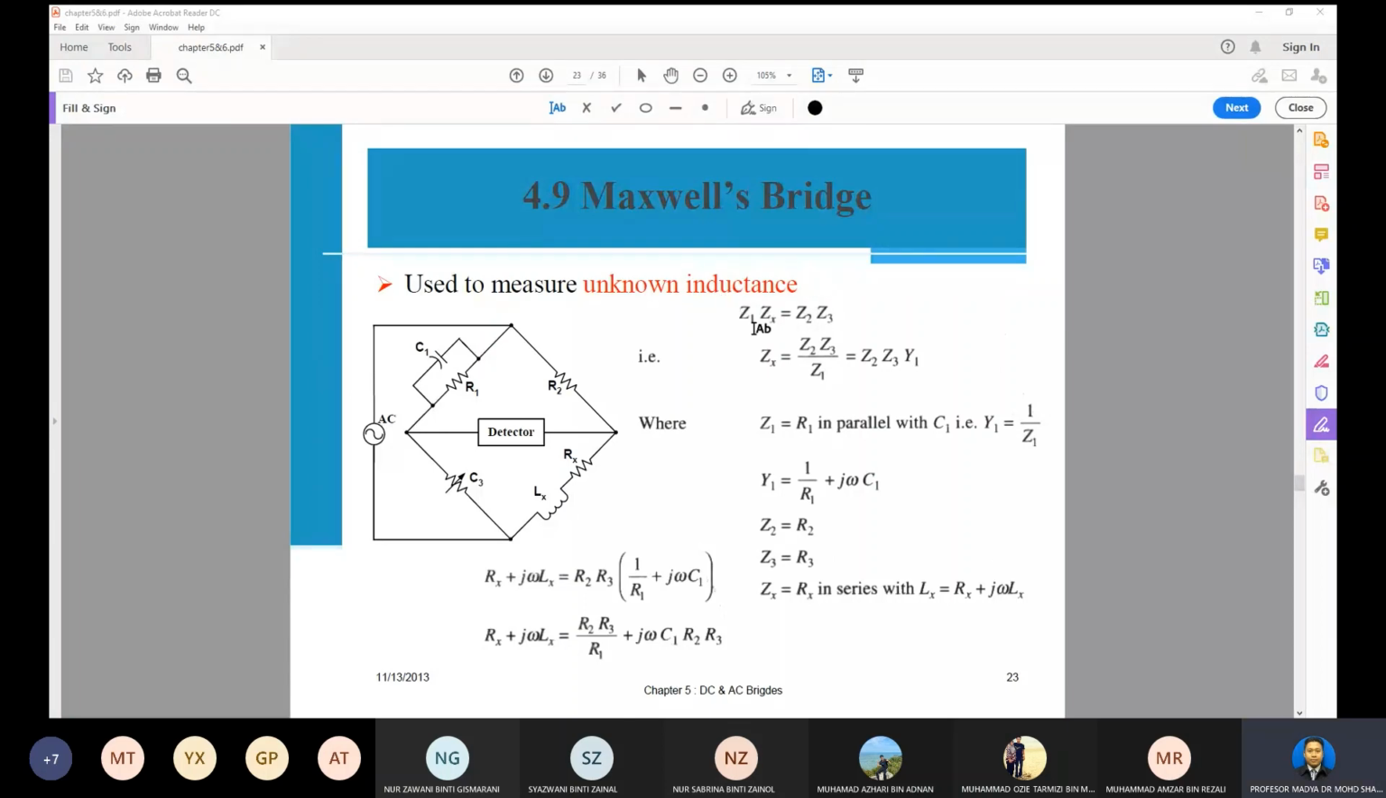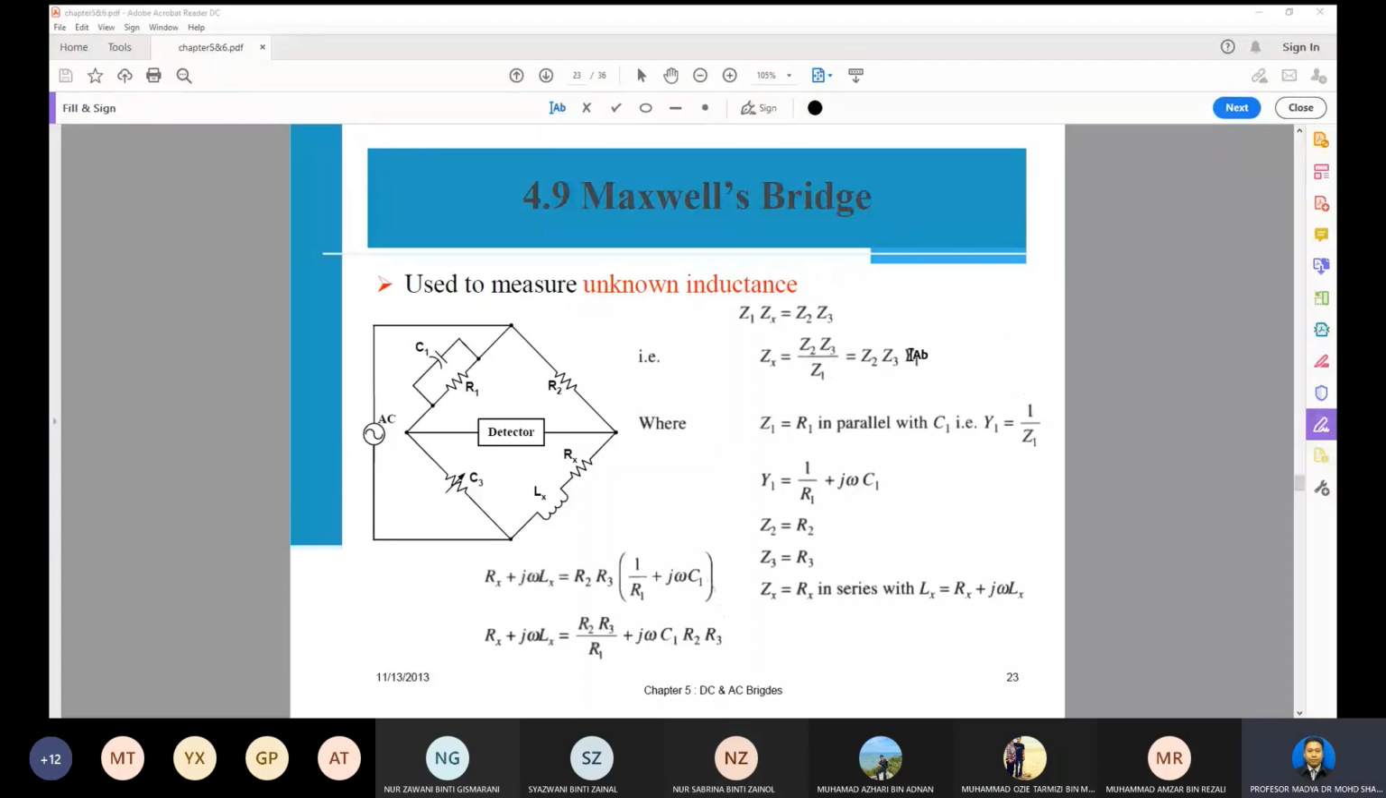This is balanced, and then we want to find Zx. The equation will be Zx equals Z2 multiplied by Z3 over Z1. Or it equals Z2 multiplied by Z3 multiplied by Y. Y is the admittance. Admittance equals 1 over Z. That is the formula for admittance.